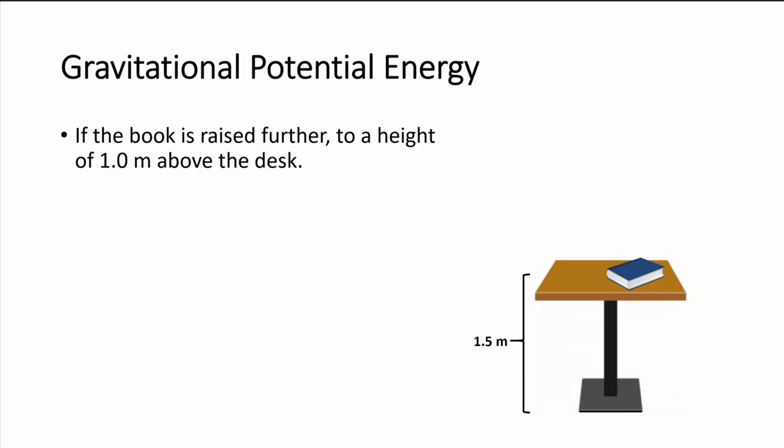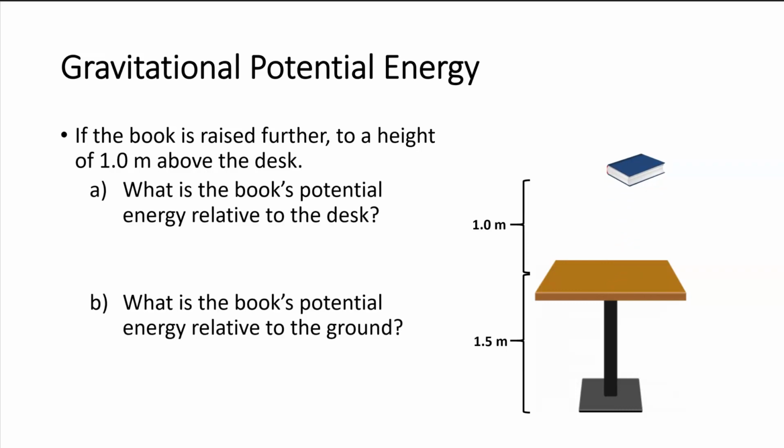Let's look at this example so I can really explicitly say what I mean. Let's say the book is raised further to a height of 1.0 meters above the desk. So we're going to lift the book up even further, and the book just stays there. Say we're holding it. Now, what's the book's potential energy relative to the desk? And then what's the book's potential energy relative to the ground?